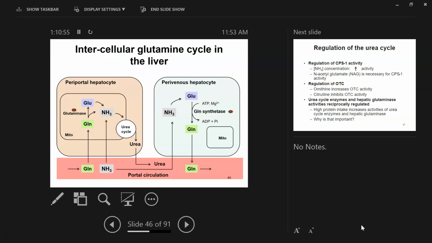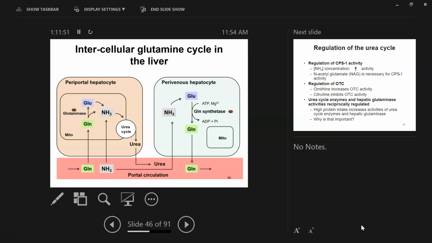Okay, now let's talk about the intercellular glutamine cycle in the liver. We're still in the liver, right? We talk about the two different types of liver cells, periportal hepatocytes and perivenous hepatocytes. These two types of cells have different functions and play different roles in amino acid metabolism, particularly nitrogen metabolism, right? Periportal hepatocytes have a very important function in the urea cycle. The urea cycle occurs primarily in the periportal hepatocytes, right?